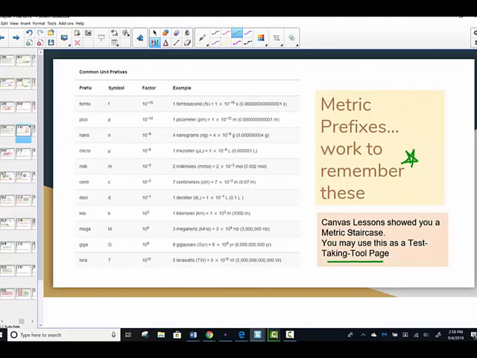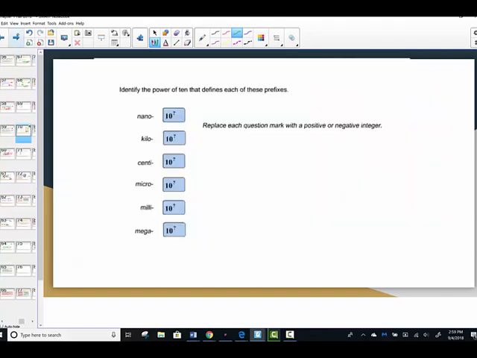Here is the list of prefixes and the magnitude of 10 that they represent. Some of them might be more familiar to us than others. For example, I bet you've heard of milli as 10 to the negative 3, centi as the hundredths, deci as the tenths. Kilo is 1,000, mega is 1,000,000, giga is 1,000,000,000. Our job is to become comfortable with those and recognize the magnitude of 10 the prefix represents.